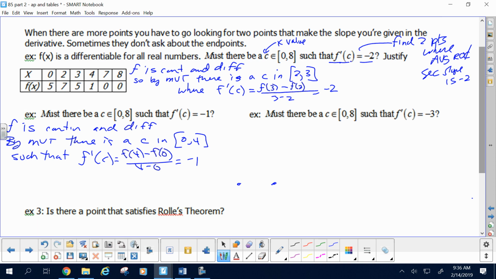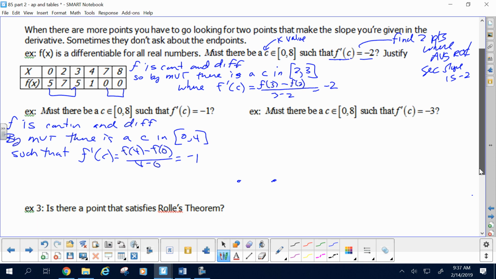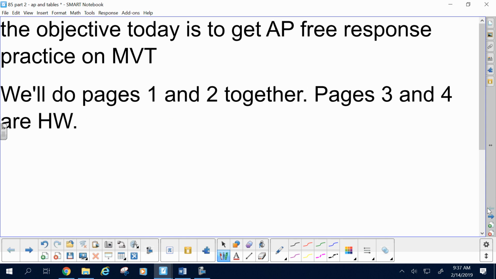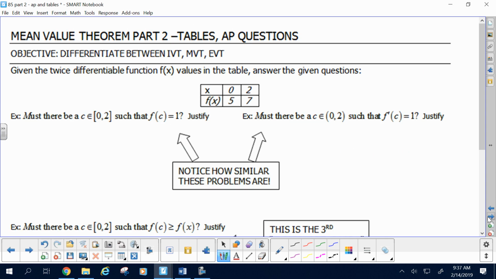The answer is yes. In fact, there are 2. Here, the average rate of change is 0, and there. So yeah, you could actually find 2 points by Rolle's theorem where the instantaneous slope must have been 0. All right. Now then, let's jump back to page 1, please. Are we what? Oh, there's another part? Oh, yeah, no, I want this.